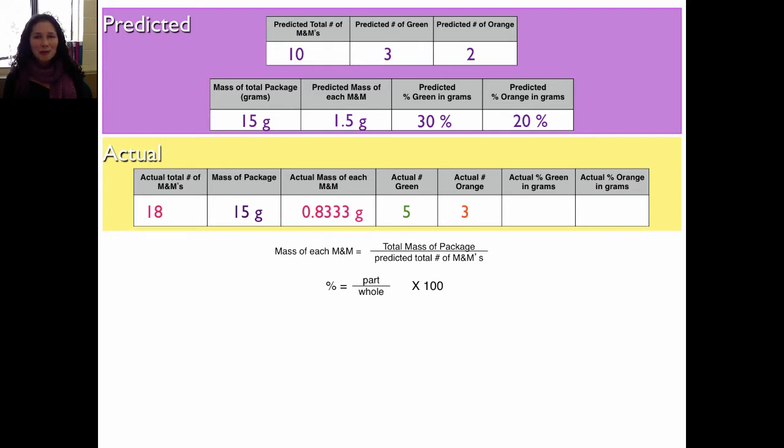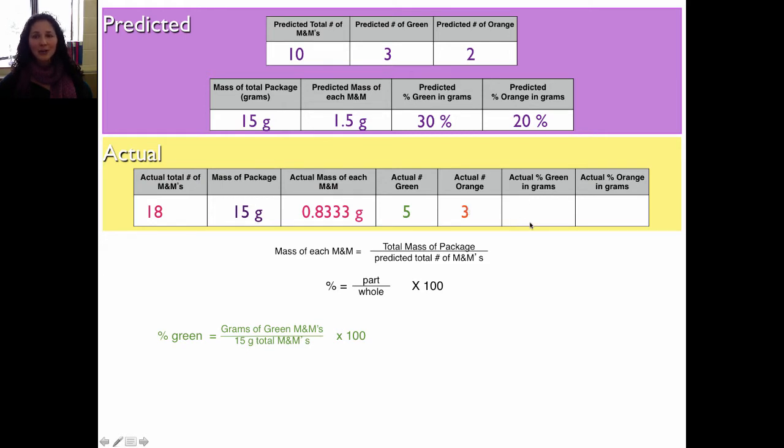My actual number of M&Ms in my package was 18. And I still have the number 15 grams because I know that the mass of the package is approximately 15 grams from the larger bag that I bought at the store. So when I divide the mass of the package by the actual number of M&Ms, I get my actual mass per M&M, and it's shown here in this box. I actually had 5 green M&Ms, and I actually had 3 orange M&Ms.